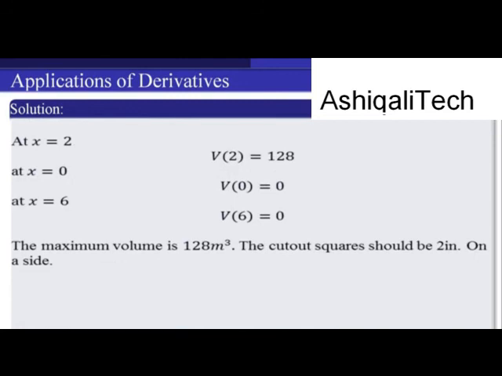So, dear students, at x = 2, volume will be 128. At x = 0, V(0) is 0. And at x = 6, V(6) is 0. Therefore, our conclusion is the maximum volume is 128 cubic inches. Therefore, the cutout squares should be 2 inches on a side. Dear students, that's all for today.